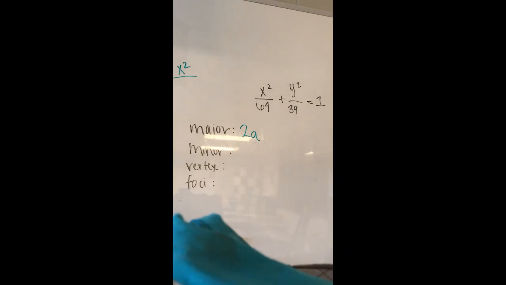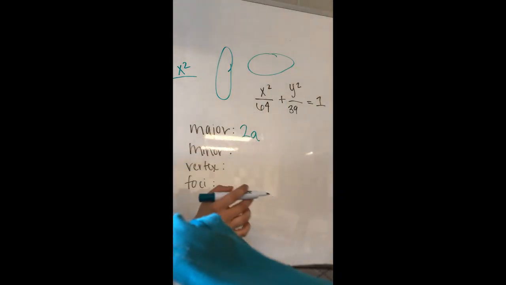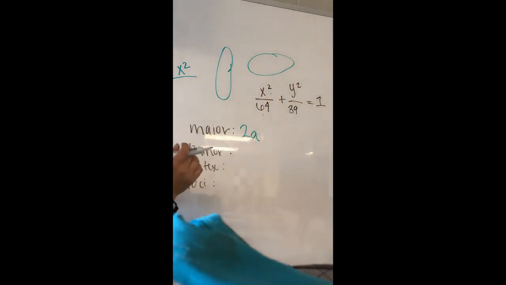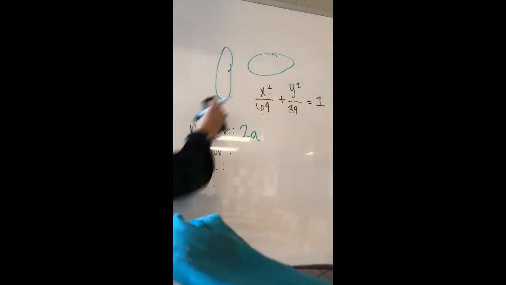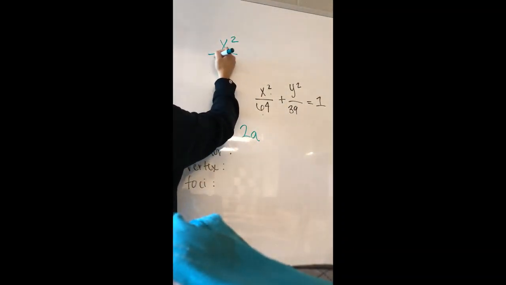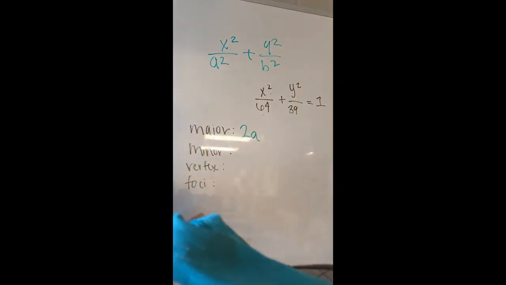Now we're going to find these when given an equation. First, we need to determine whether it's one of these ovals or one of these ovals. The easiest way to do this is whichever number is bigger. This number is bigger, it's under x, so we know it's that kind of oval. Now that we know which equation we can use, the equation we're going to be using has the a first: x squared over a squared plus y squared over b squared.